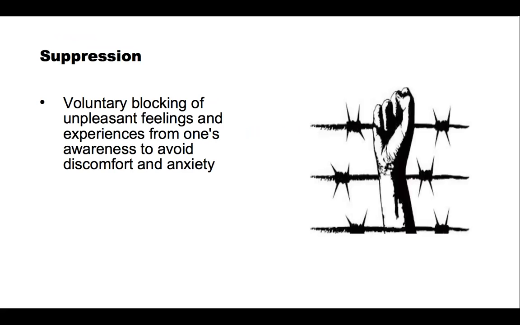Now let us see suppression. So, suppression is the voluntary blocking of unpleasant feelings and experiences from one's awareness to avoid discomfort and anxiety. For example, a student consciously decides not to think about her insult in the examination hall so that she can study effectively. Or another example, a person may refuse to consider his difficulties by saying that he does not want to talk about it. This is an example of defense mechanisms.